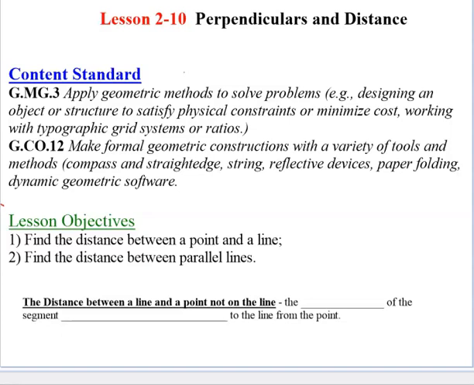Okay, so let's get started with our first objective, the distance between a line and another point not on the line. The way we find that, and we're going to do some examples, but I thought we would just put a little definition to this before we get started. What we're doing here is we're finding the length of the segment that is perpendicular to the line from a particular point. Okay, so let's just take a look at our next slide.